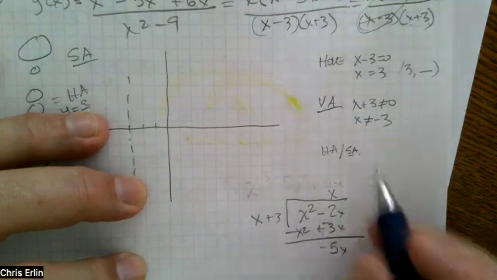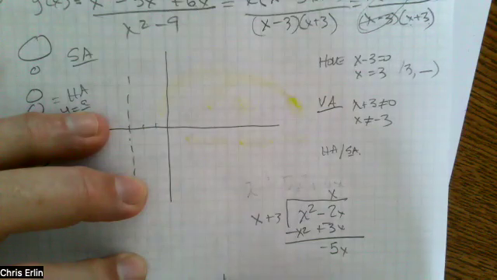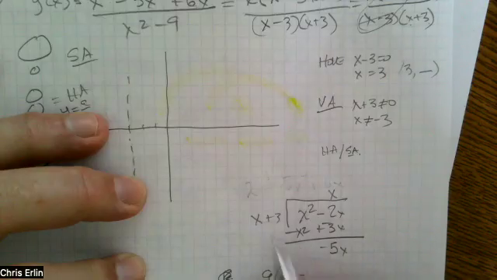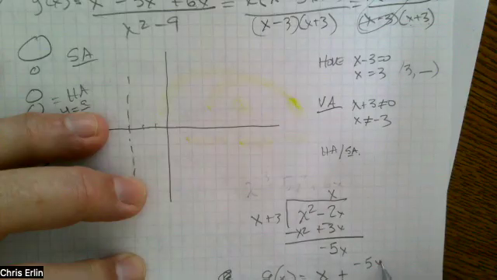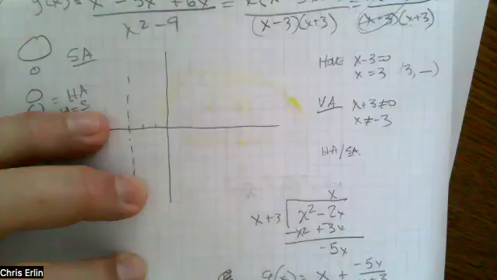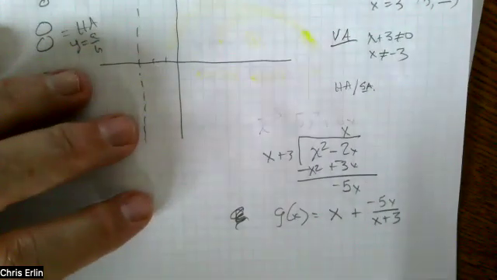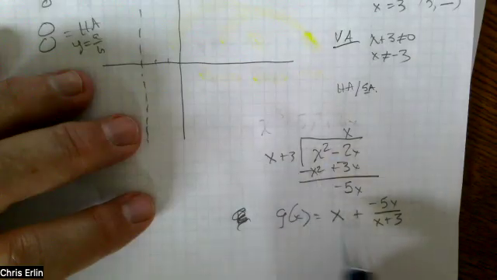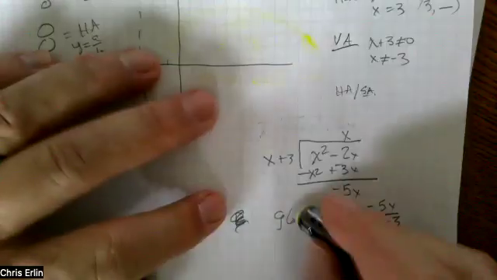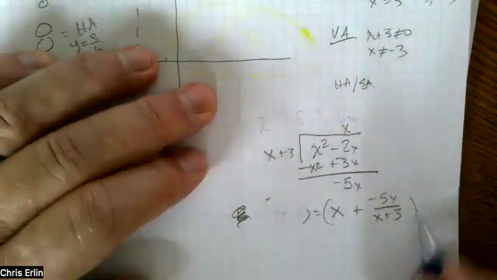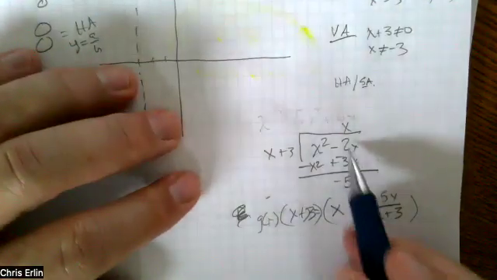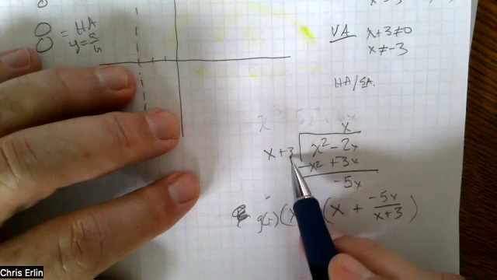And so in other words, this whole function is a rational function. We call it g of x. G of x can be expressed as x plus this remainder, negative 5x over x plus 3. That's the simplified version of it. When I take this divided by this, I get this result. It's not g of x. Multiplying this whole thing by x plus 3, that would be g of x. But what this tells me is that x is my slant asymptote.